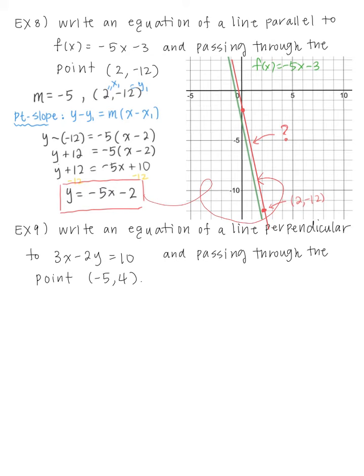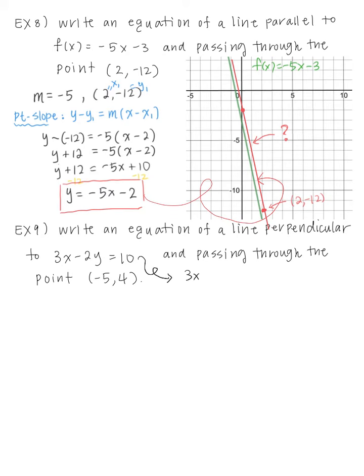Write an equation of a line that's perpendicular to 3x minus 2y equals 10 and passing through the point negative 5, 4. So step 1, you have to find the slope of the given line. And then we're going to have to find the negative reciprocal of that slope to find the slope of the new perpendicular line. But anyway, let's start from our original equation and solve for y so that way we know what the slope is.